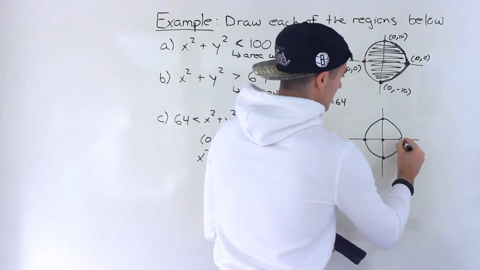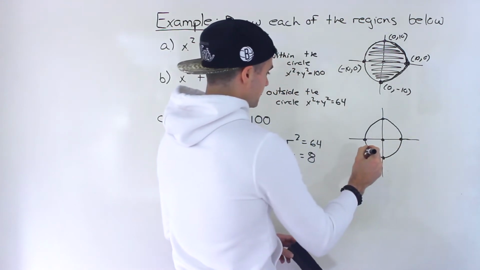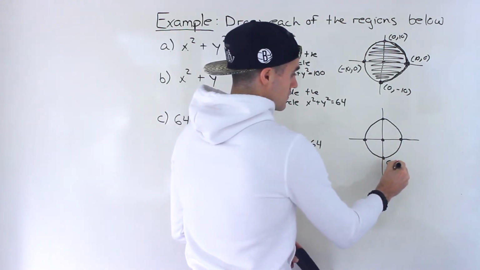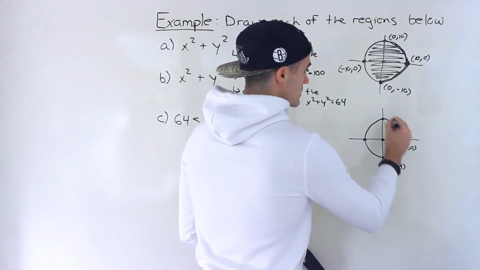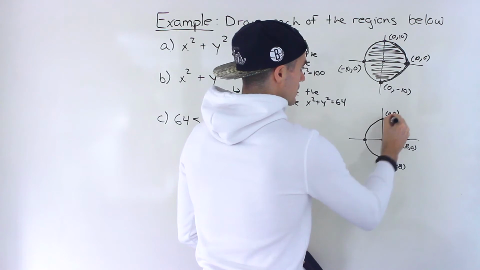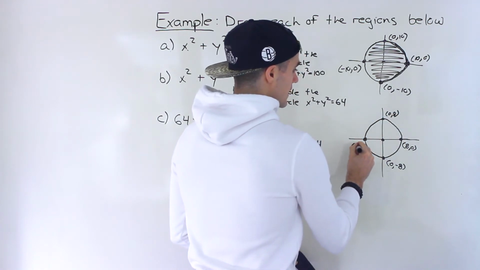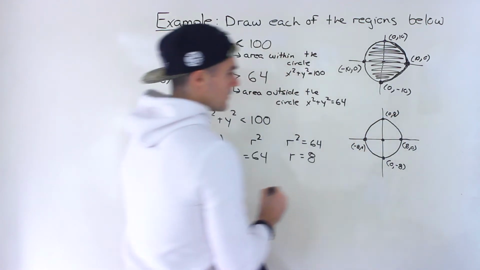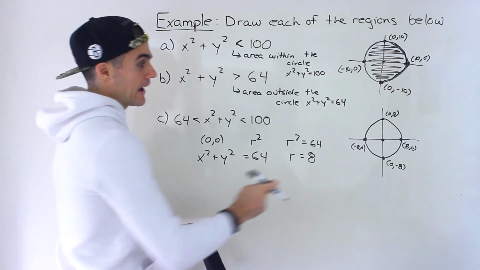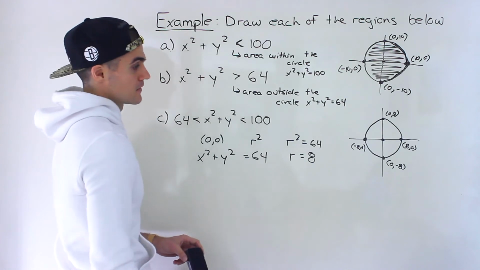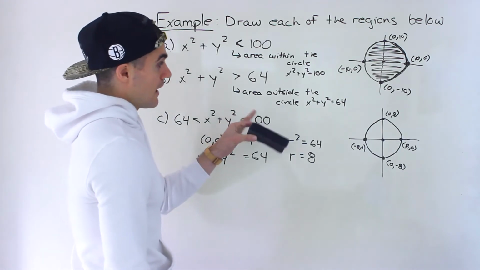Anyway, something like that. So in this particular case, this is 0, -8. This is 8 and 0. This is 0 and 8. And then this is -8 and 0, right? A circle with a radius of 8 that's centered at the origin at 0 and 0. So what's the area outside the circle?